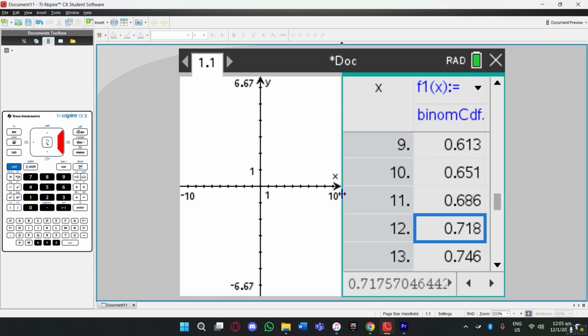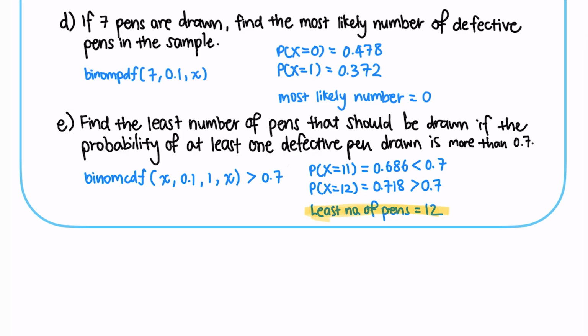And aha! We scroll down and we find that x equals 12 is the first time that this probability exceeds 0.7. This means that my least number of pens has to be 12. Because any lower than that, then the probability of getting at least one defective pen is less than 0.7.